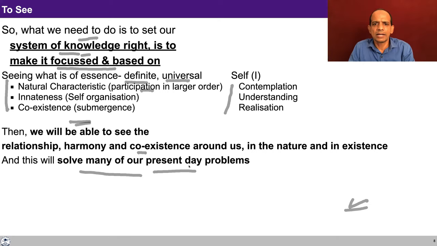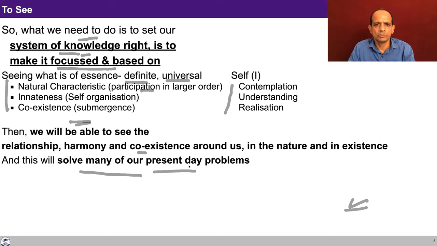If I can understand myself as I am, if I can understand the body as it is, if I can understand the rest of the society as it is, every human being as it is, the nature as it is, then how will I commit mistakes? I commit mistakes only when I am not able to know the things as they are.